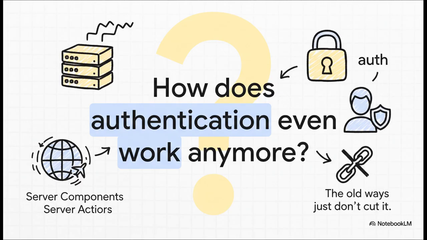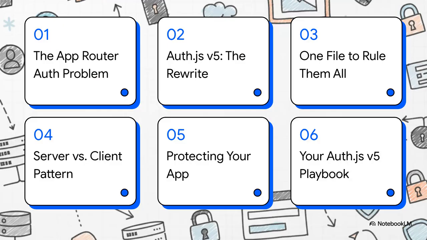You are definitely not alone. It's a whole new ballgame, and the old playbooks, well, they just don't work here. Okay, let's dive into this. First, we'll break down the actual problem we're facing. Then we'll introduce the solution, Auth.js v5, and its core ideas. After that, we get hands-on, showing you how to protect your app, and we'll finish up with a little playbook to help you sidestep those common gotchas.